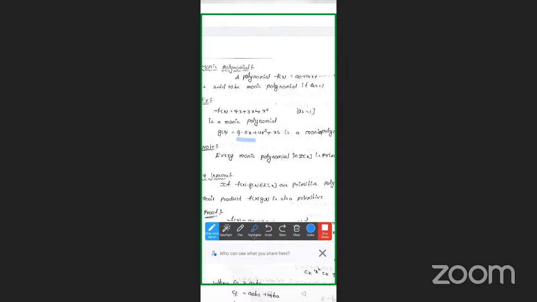Now the GCD of all coefficients. So the GCD of 9, minus 3, 4, 1 is always 1. That is, the content of every monic polynomial is 1. So every monic polynomial is a primitive polynomial. The GCD of all coefficients in a monic polynomial must always be equal to 1. Therefore every monic polynomial is always a primitive polynomial.